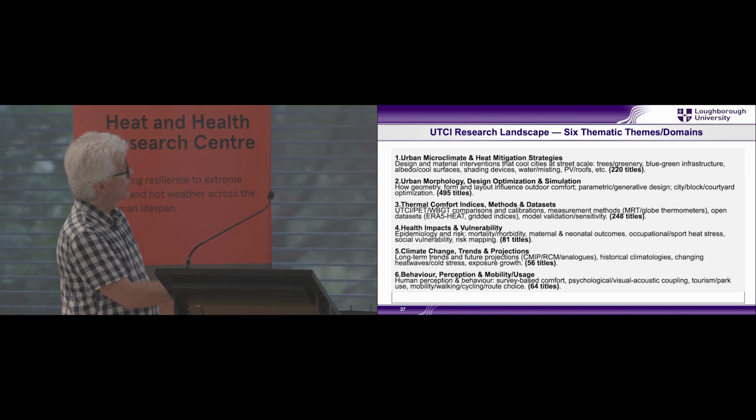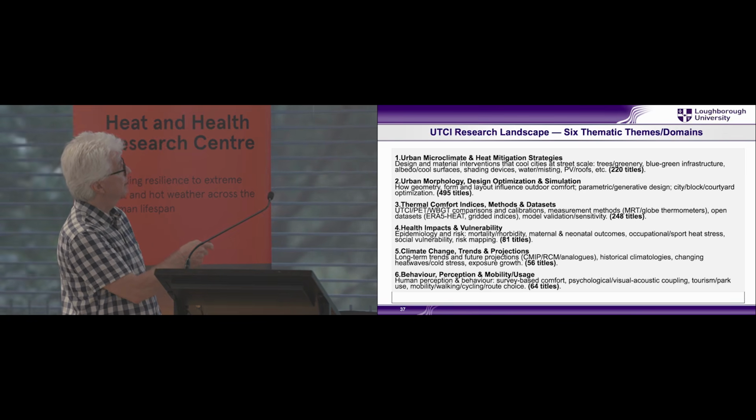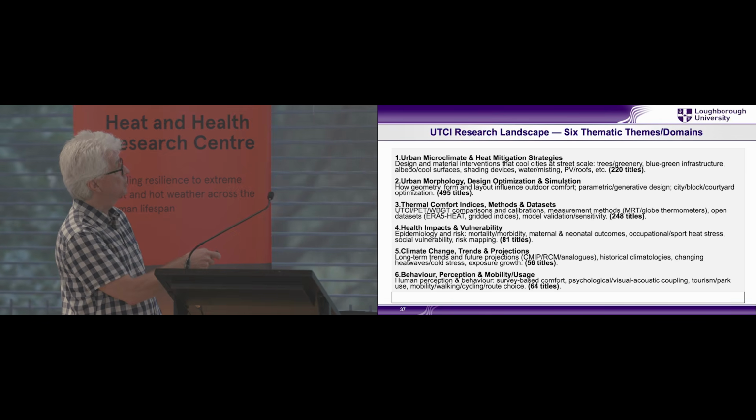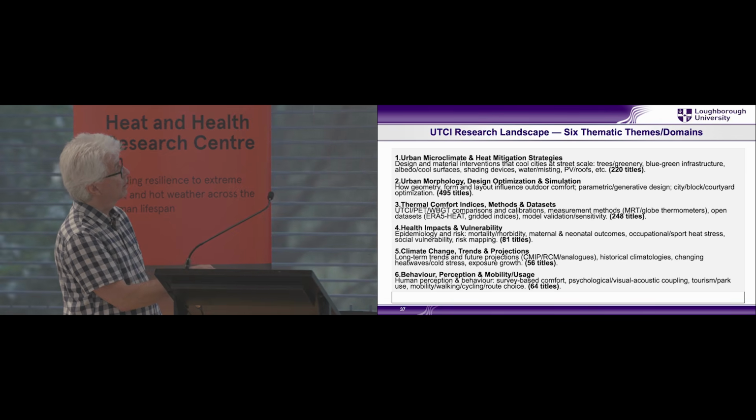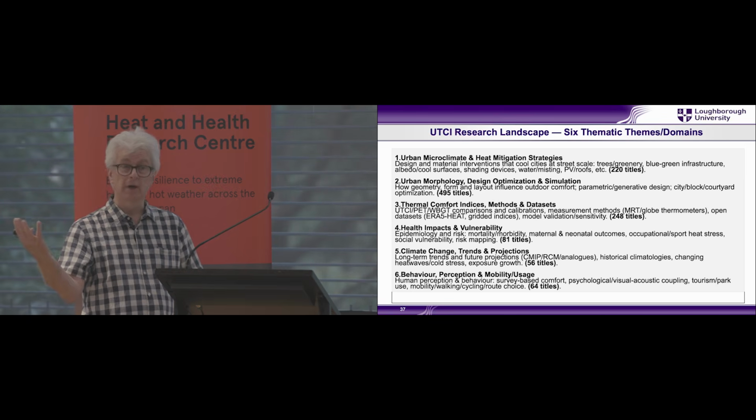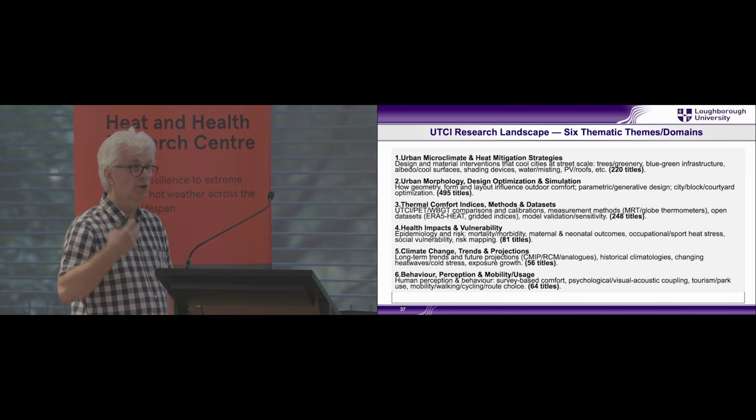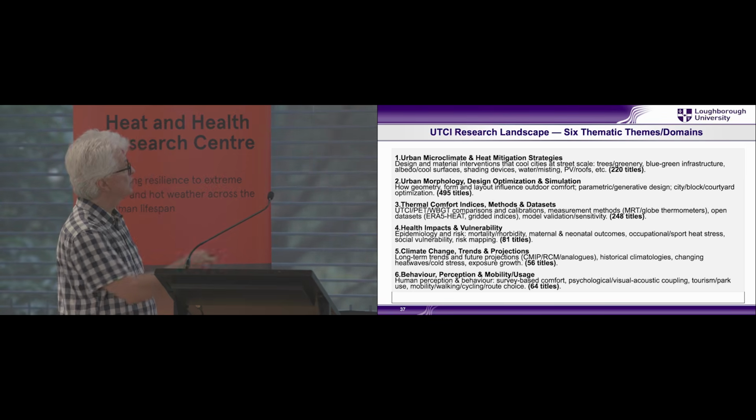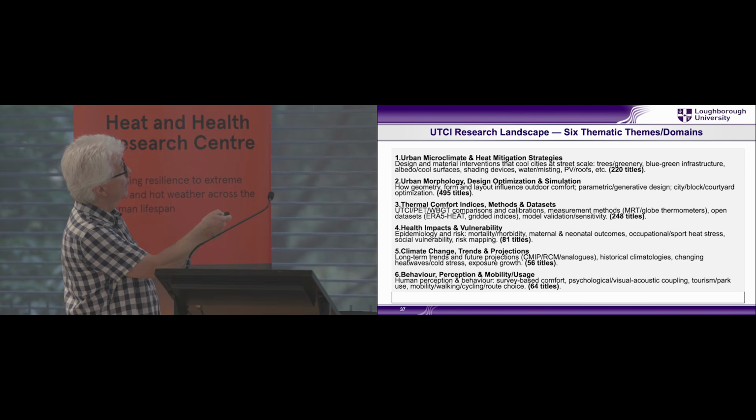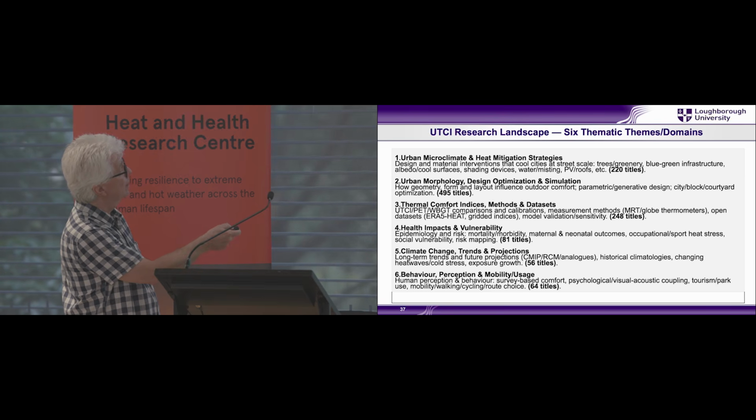So if you look at those, I think it was 1,300 or something papers. So around 500 titles were related to urban morphology, design optimization and simulation. So a lot of these are indeed outdoor architecture, shade generation and things. There's a couple of others. Urban microclimate and heat mitigation strategies is similar.